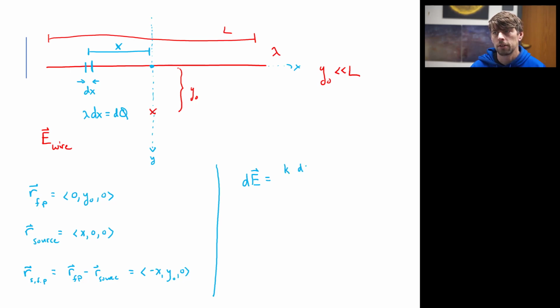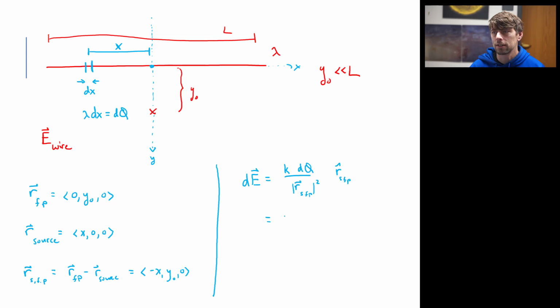constant times the value of that charge divided by the relative position vector, and I'll put the magnitude here, squared, times the unit vector of the relative position vector. Well, let's go ahead and substitute in all our quantities.